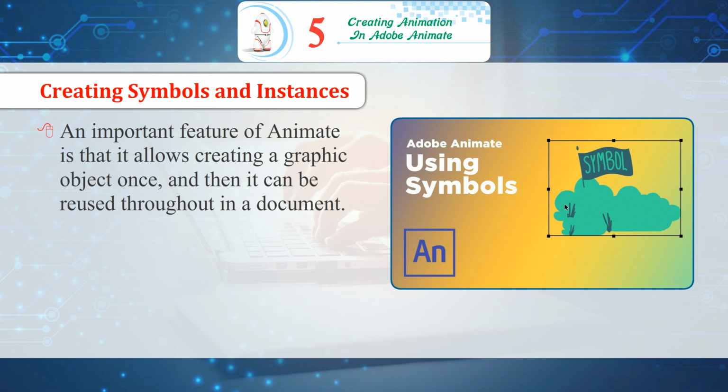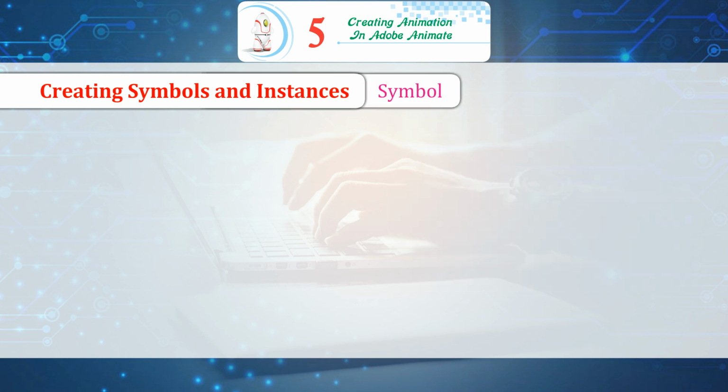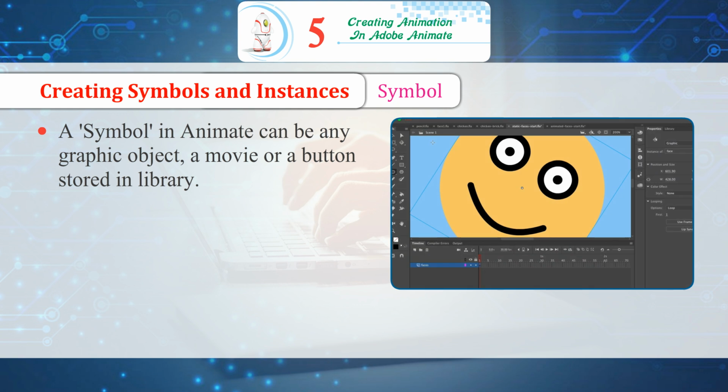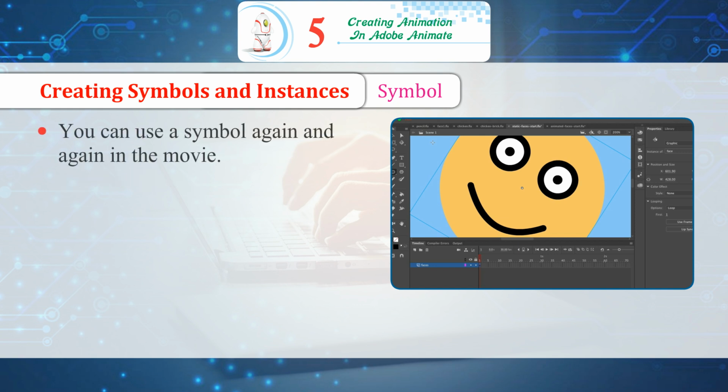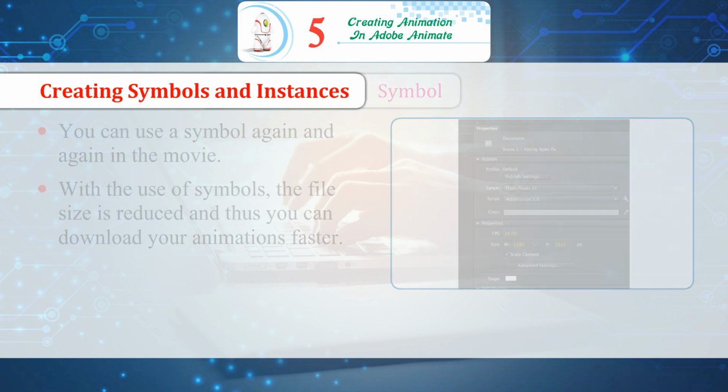Creating symbols and instances. An important feature of Animate is that it allows creating a graphic object once and then it can be reused throughout a document. This can be achieved by defining the objects as symbols. Symbol. A symbol in Animate can be any graphic object, a movie or a button stored in the library. You can use a symbol again and again in the movie. With the use of symbols, the file size is reduced and thus you can download your animations faster.